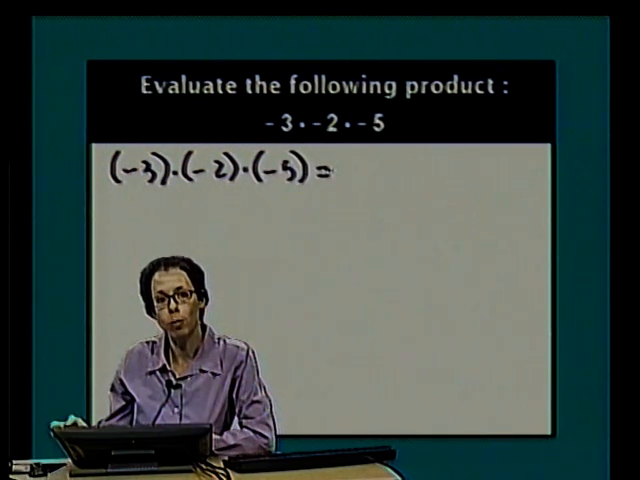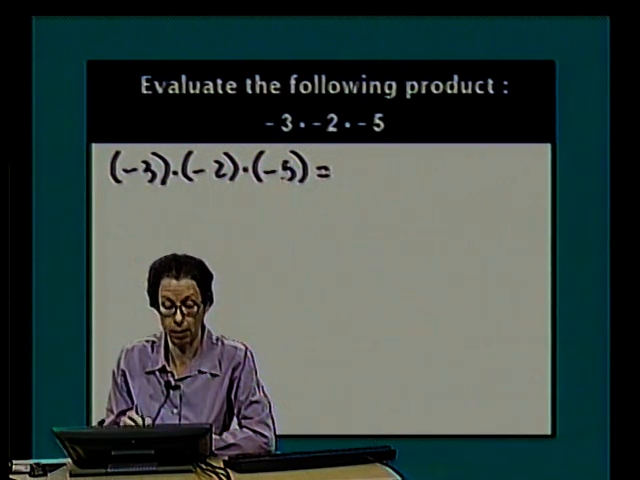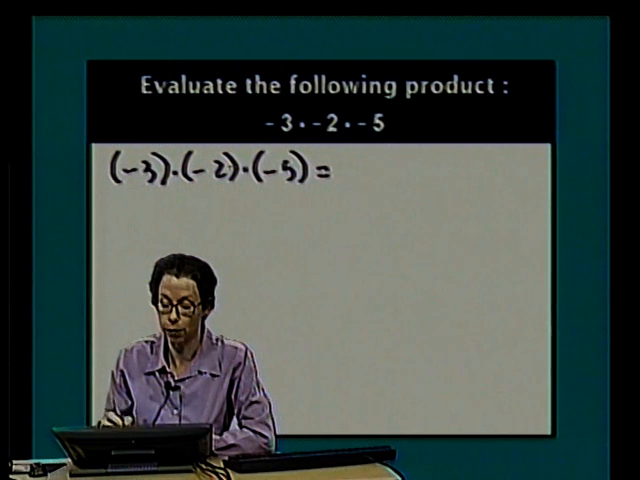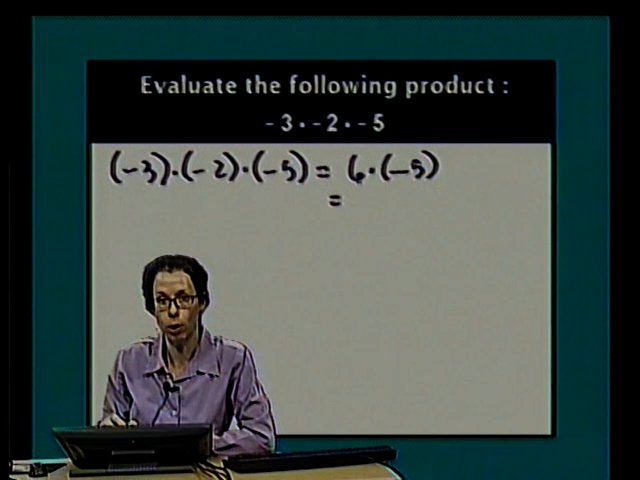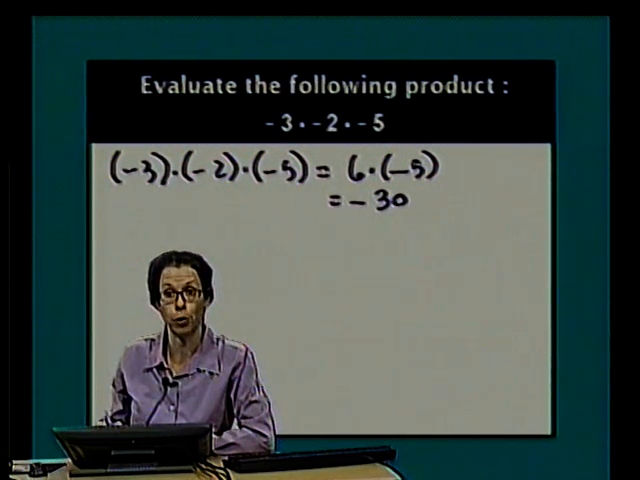Again, when I perform the multiplication, I'm going to perform the multiplication from left to right. So I'm going to start by multiplying negative 3 times negative 2. That will give me a positive 6, which I need to multiply by negative 5. 6 times negative 5, I have one positive, one negative number, so the result is negative, and I just multiply 6 times 5 in my head. So I get negative 30.